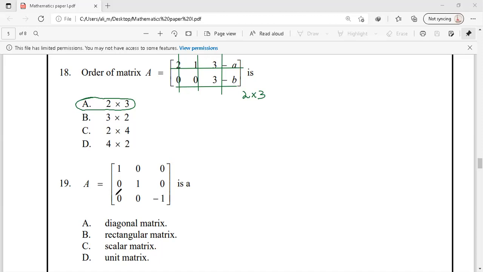Then we have question number 19, and we have to identify the type of matrix A. So as we can see, we have a matrix of order 3 by 3, and we have diagonal elements 1, 1, and minus 1. The upper diagonal and lower diagonal elements of this matrix are zeros. It is not a rectangular matrix. For a scalar matrix, the diagonal elements should be the same. So this is not a scalar matrix. Similarly, for a unit matrix, all the diagonal elements should be equal to 1. So this matrix is simply a diagonal matrix. So option A is the right answer.